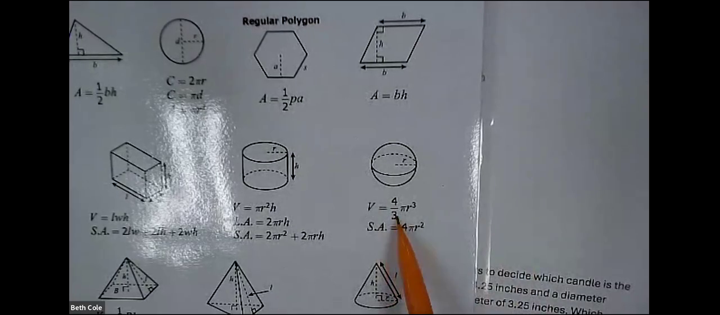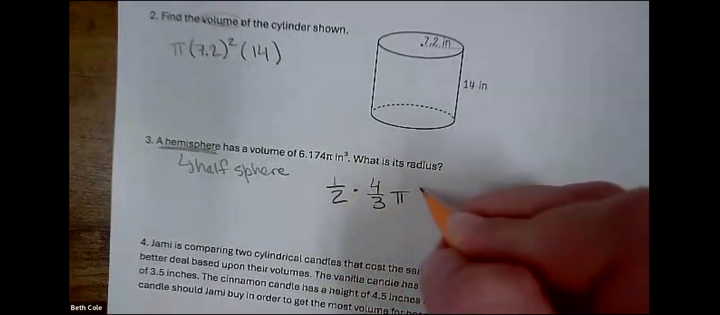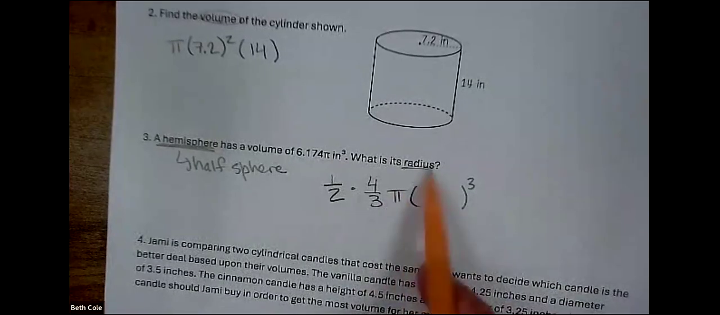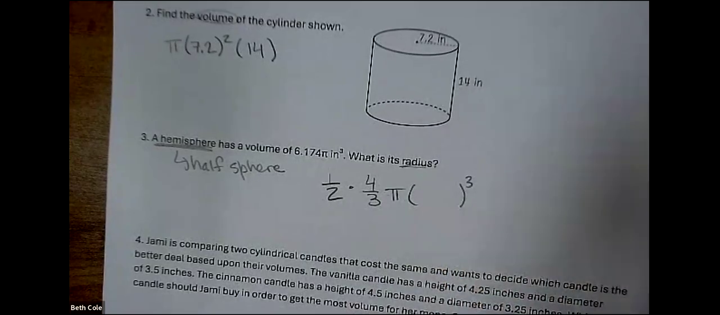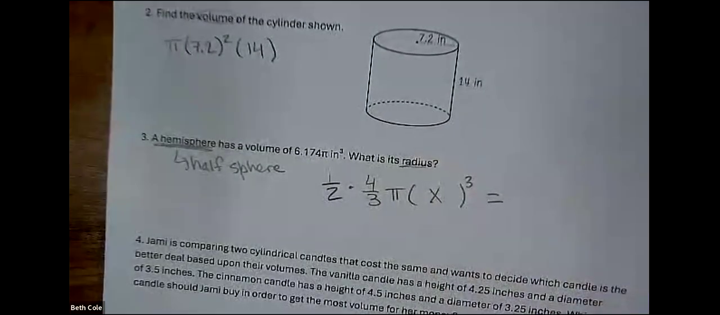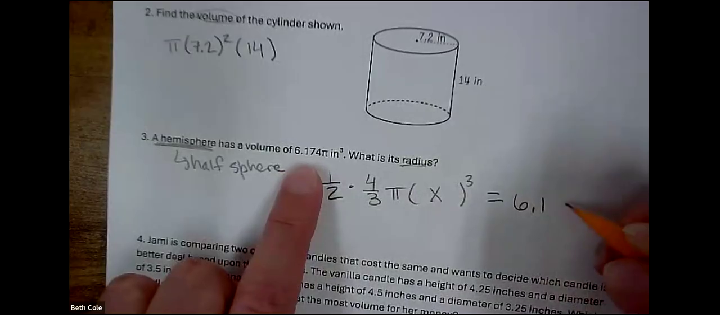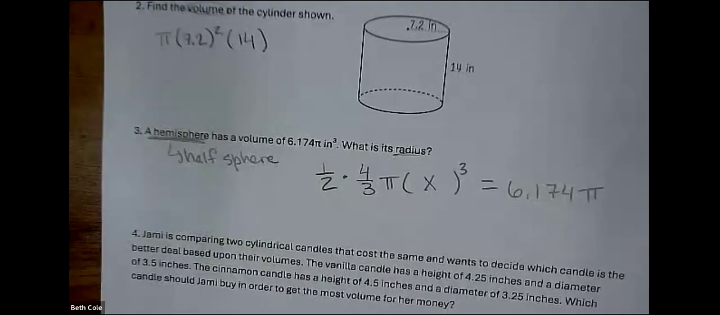All right. So 4/3 pi r cubed. So we're going to do half of that. Again, it's half because it said hemisphere. And it says, what is the radius? I don't know what this is. So what letter am I going to need to put there? Perfect. X. And this equals whatever they said it equaled. So it is 6.174 pi. It just equals whatever it said. Again, I'll type that in the calculator in just a second.